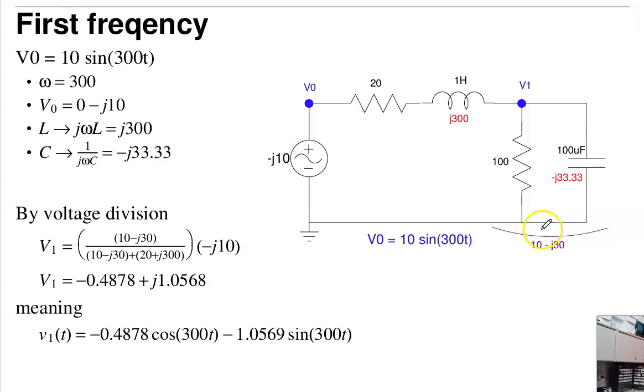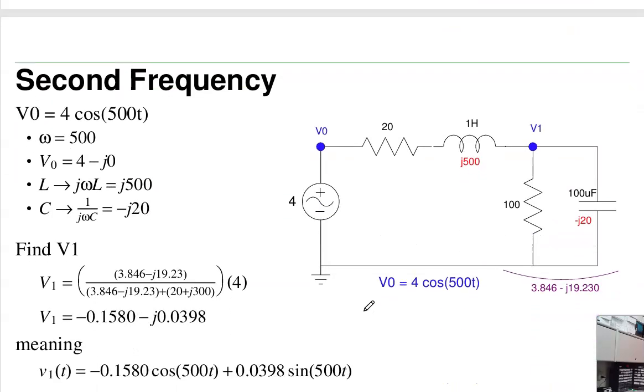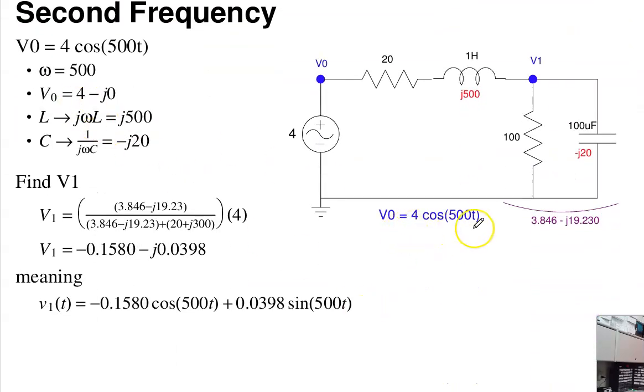Do voltage division. R1 over R1 plus R2 times minus j10 gives you a complex number. Real part's cosine, minus j is sine. That's the first half of the answer. Second half of the answer. Suppose the input is 4 cosine 500t. Now the input is 4. This becomes j500, 1 over j omega C is minus j20. Put these in parallel, do voltage division, get a complex number. What that represents, real part's cosine, minus j is sine, at 500 radians per second.